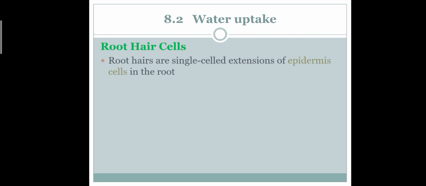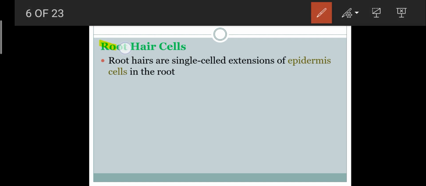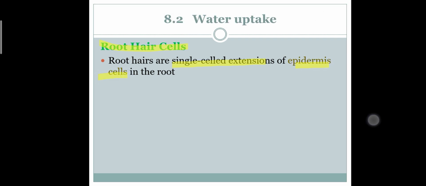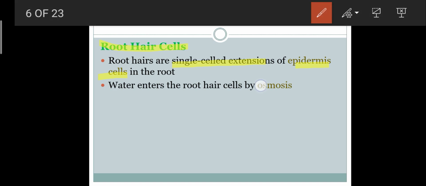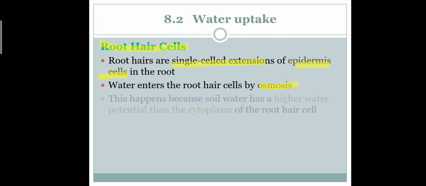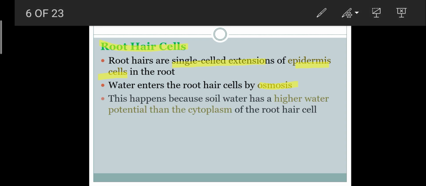Now we will discuss water uptake. Root hair cells are single-celled extensions of epidermis cells in the roots. Water enters the root hair cell by the process of osmosis. This happens because soil water has a higher water potential than the cytoplasm of the root hair cells.